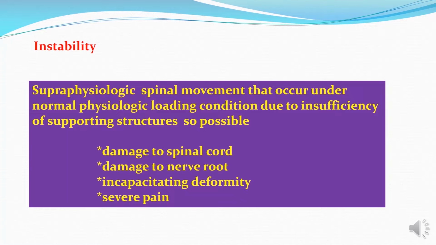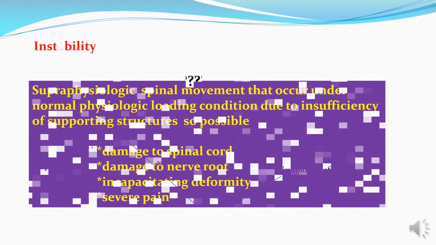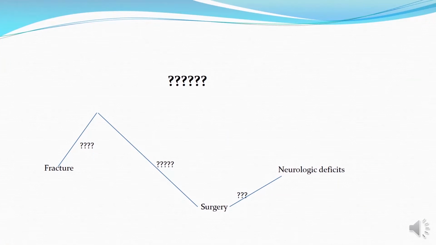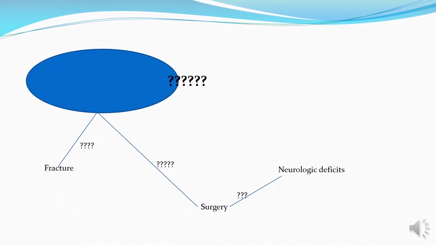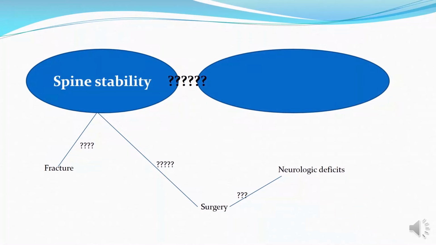So what is instability? Instability is a supraphysiologic spinal movement that occurs under normal physiologic loading condition due to insufficiency of the supporting structures. So there is a possibility of damage to the spinal cord, or damage to the nerve root, or resulting in incapacitating deformity, or resulting afterwards in severe pain. That's why we have to clarify that we have two instabilities: mechanical instability, and neurological instability.